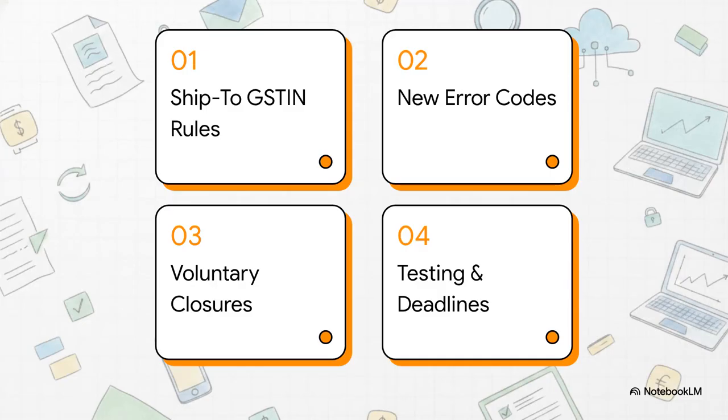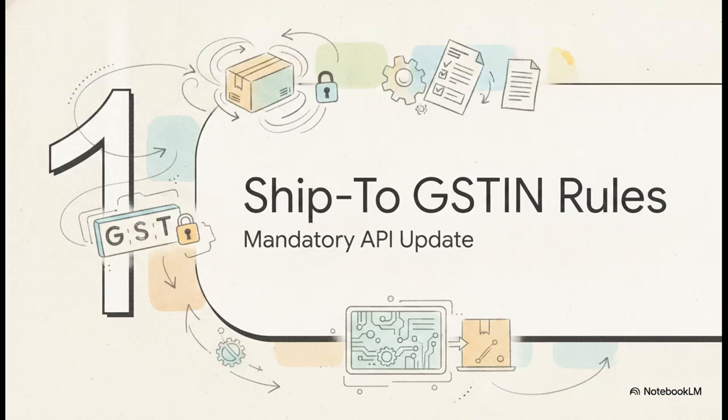Okay, let's run through our roadmap for today. We're going to cover the August 2026 API update, the mandatory Ship to GSTIN rules, the URP workaround, transaction comparisons, the new error codes, and wrap up with voluntary e-way bill closures. Let's jump in. Starting off with Section 1, the mandatory update for Ship to GSTIN rules.